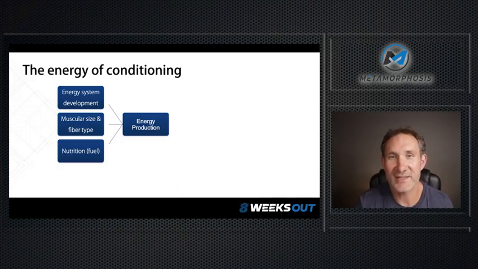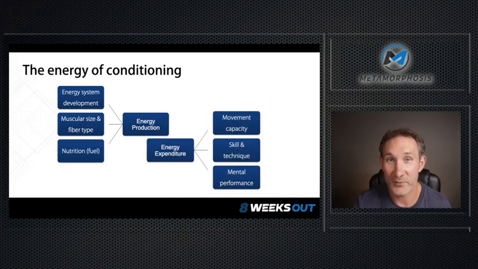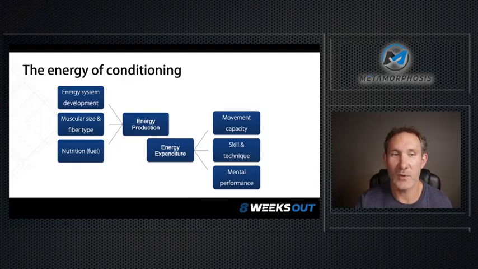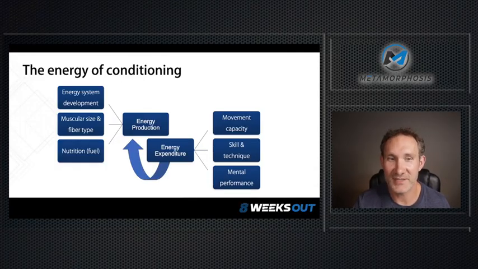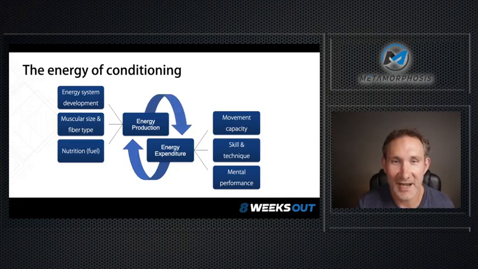Now, of course, nutrition plays a role. So the foods you eat are going to dictate some of how this happens, as different foods are more well suited to different types of metabolism as well. But it's important to then connect this to energy expenditure, because as we're going to cover in the next couple lessons, your movement capacity, your skill and technique, and your mental performance are going to drive how much energy you need to expend, which of course means that's how much you have to produce. So energy expenditure is tied to energy production is tied to energy expenditure. And the lower the cost of being able to do something, the less energy you have to produce in order to be able to do it.